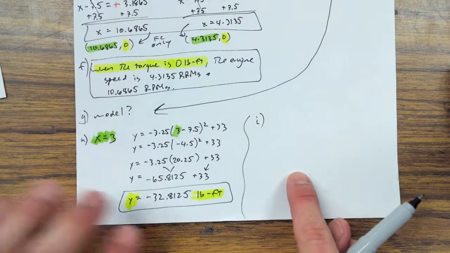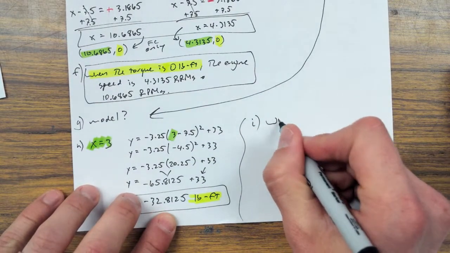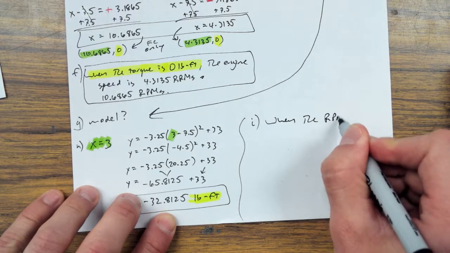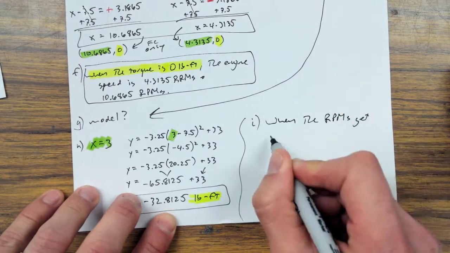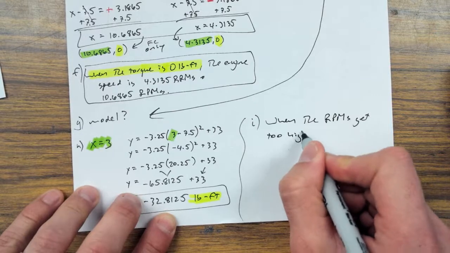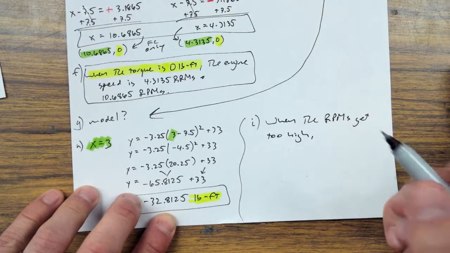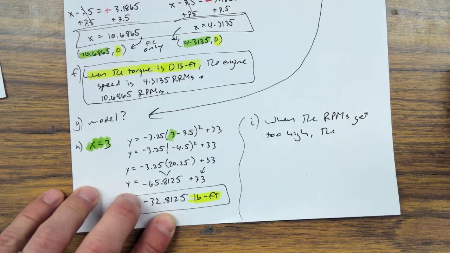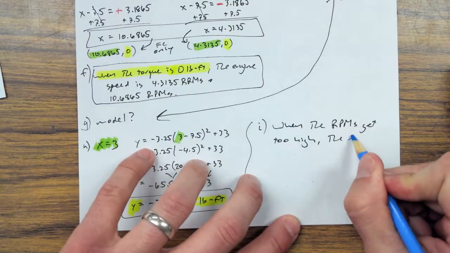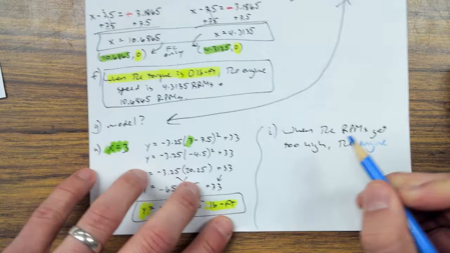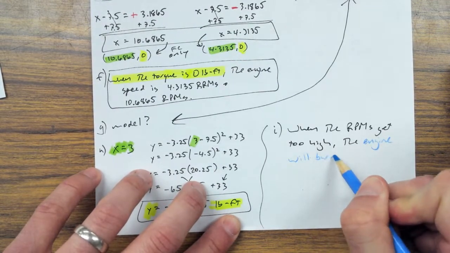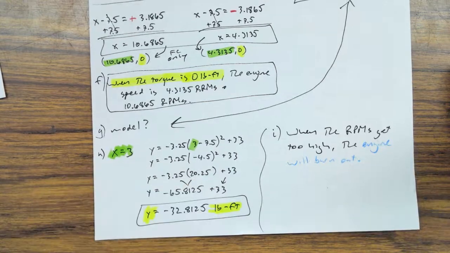So we'll just go ahead and jot something like that down. When the RPMs get too high, the engine could burn out. All right, we finally finished that problem.